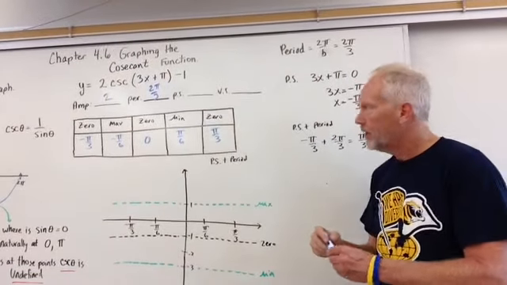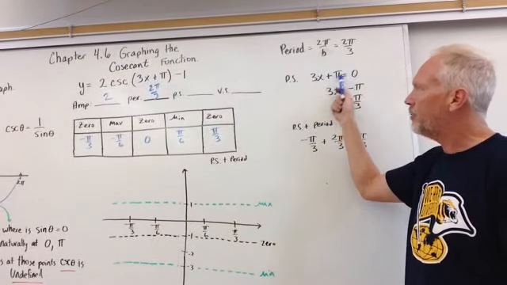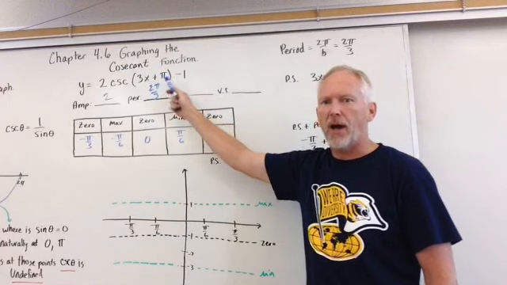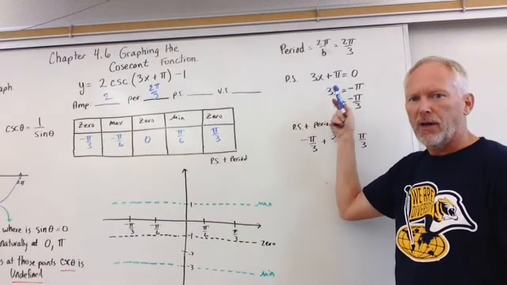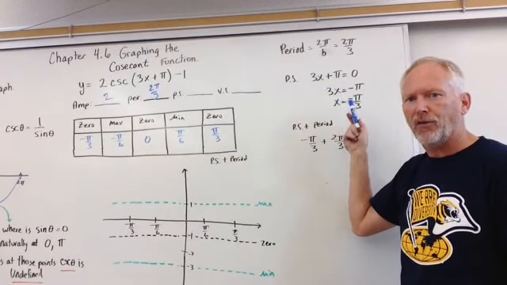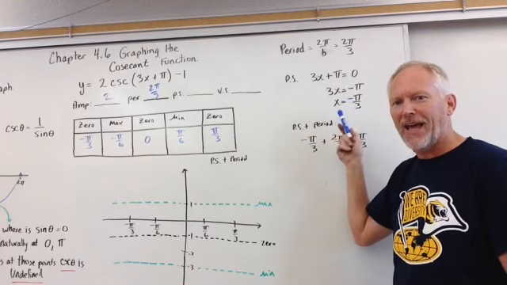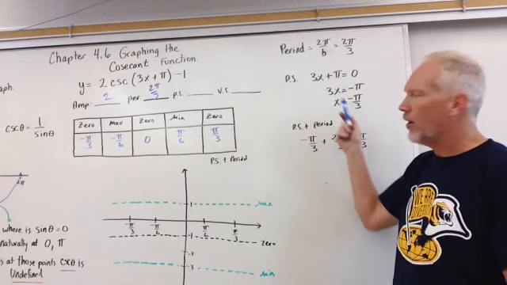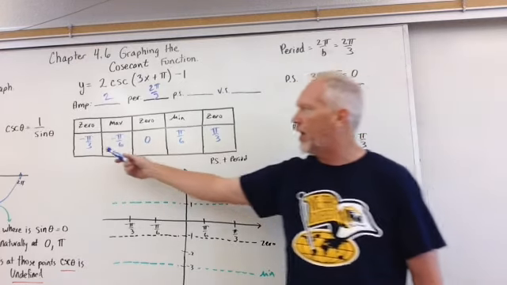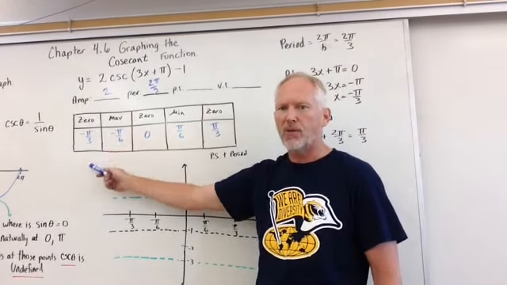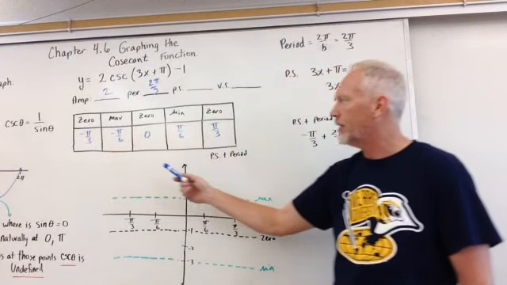Our phase shift, again, we set the inside piece, 3x plus pi, equal to 0. And we subtract pi, we get 3x equals negative pi. And then we have x equals negative pi over 3. That's our initial phase shift. So I'm going to go ahead and put that here in my first 0. Always that point, the first one, that's our phase shift.